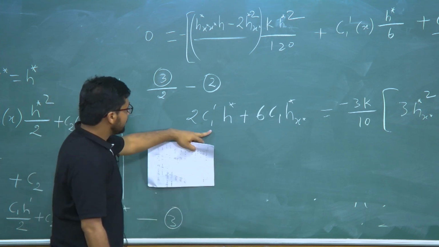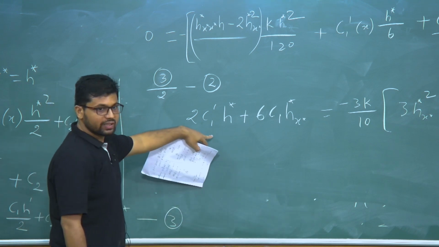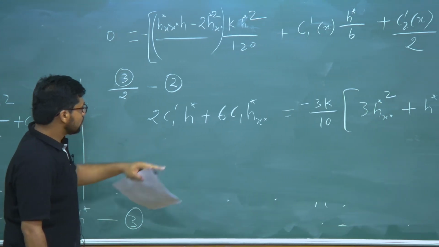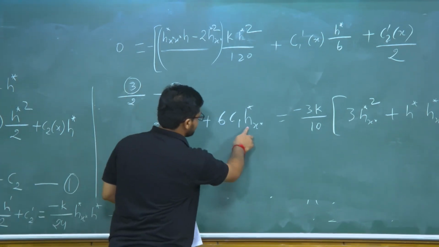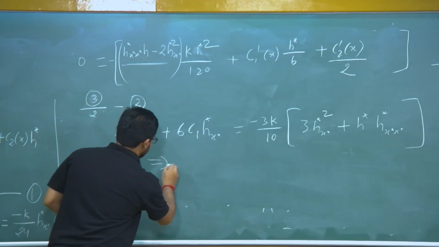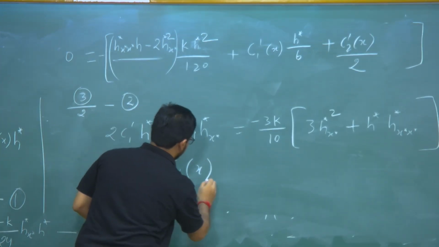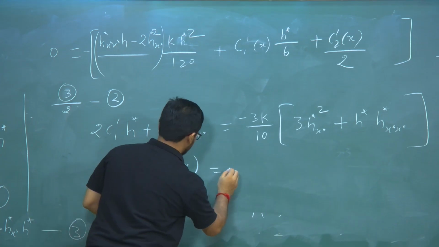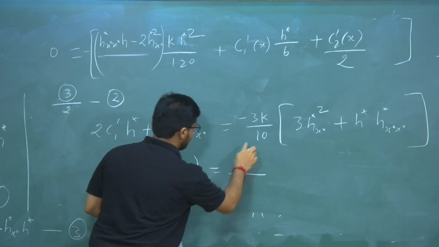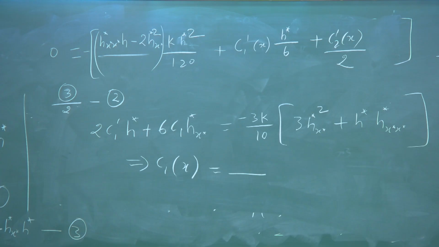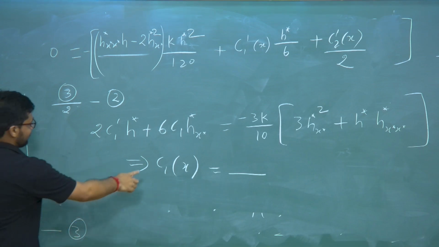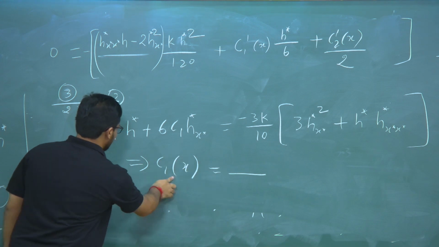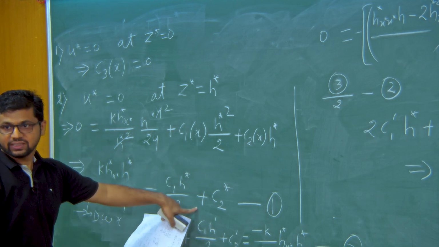By integrating this, or you can solve it in Mathematica or anywhere, you can get the solution for this, because you know h of x. So, from here you will find C1 of x, and you put it in this equation to get C2. Yeah, you put it in this equation to get C2. So, from this equation you get C1 and put it in this equation to get C2.